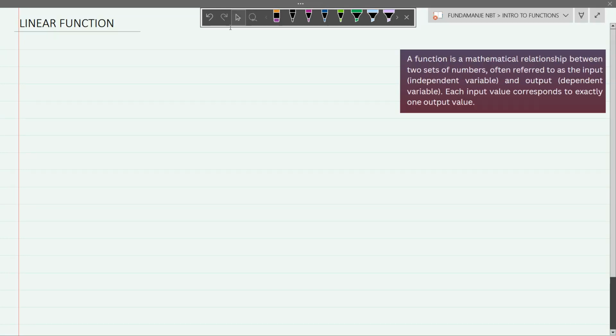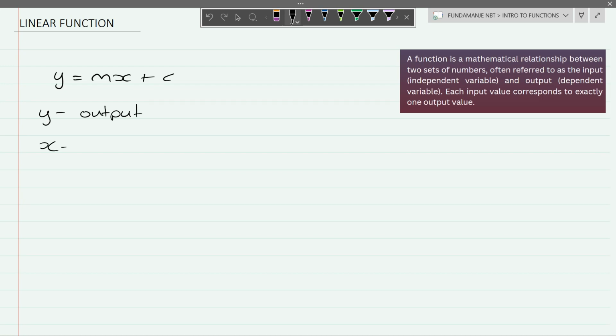Hi, in this lesson we want to take a look at the linear function. Now the linear function is characterized by this formula, y equals mx plus c, where naturally y is the output of our function, x is the input of our function, c is our y-intercept, and m is our gradient.